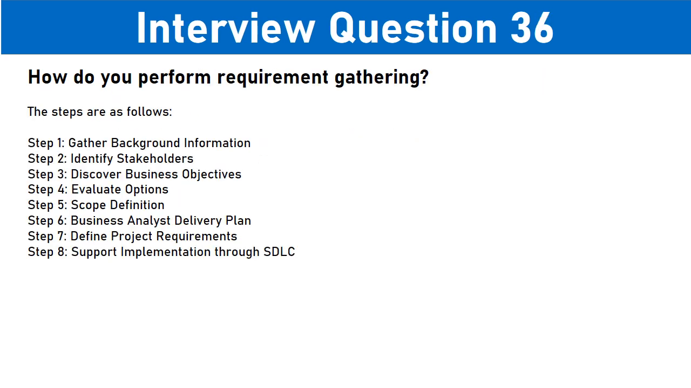Interview question 36. How do you perform requirement gathering? The steps are as follows. Step 1. Gather background information. Step 2. Identify stakeholders. Step 3. Discover business objectives. Step 4. Evaluate options. Step 5. Scope definition. Step 6. Business analyst delivery plan. Step 7. Define project requirements. Step 8. Support implementation through SDLC.